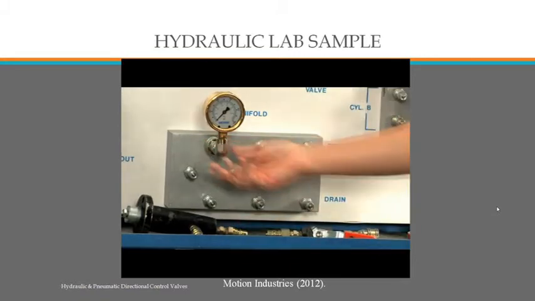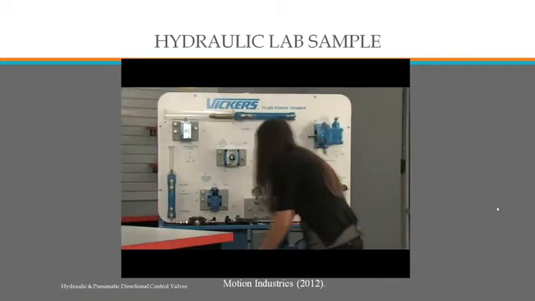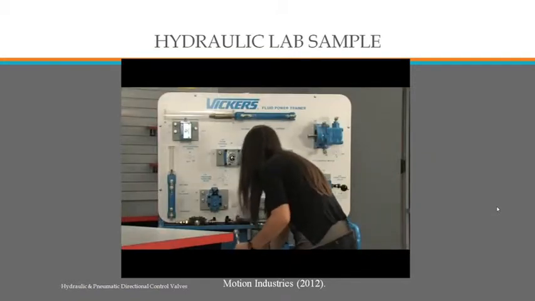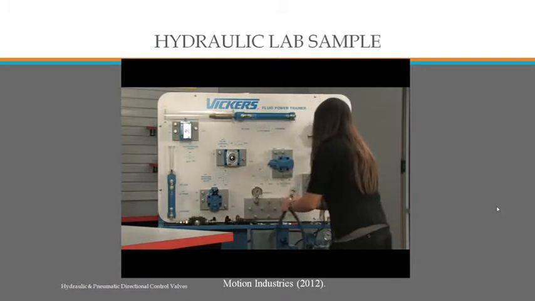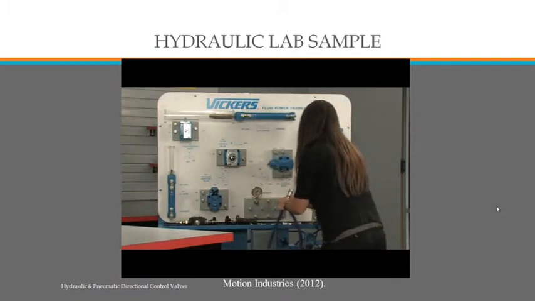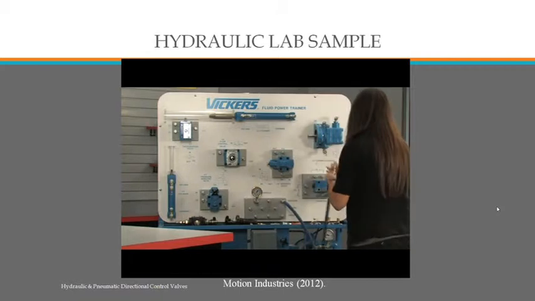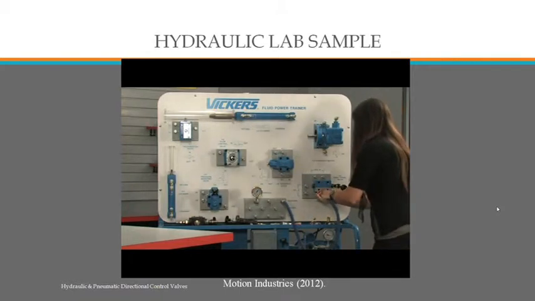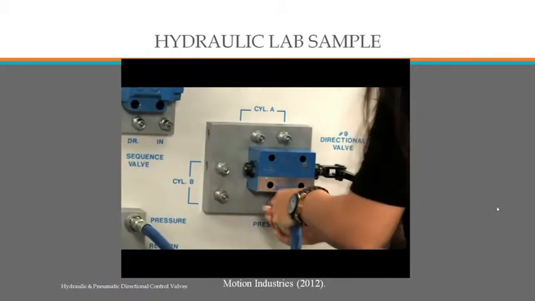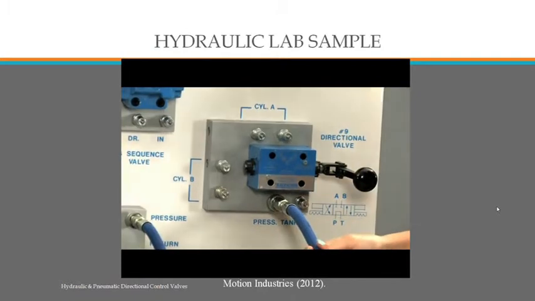Next, she runs a hose from the pressure manifold to the pressure port of the directional control valve. And what this does, this will supply fluid to the valve and later to the cylinder.